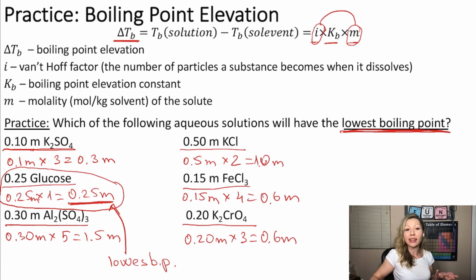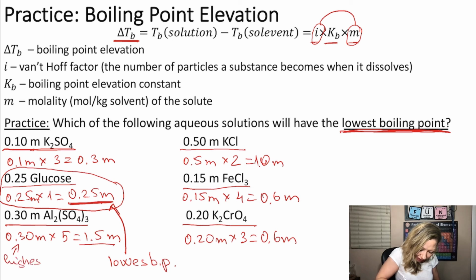Okay, which one will have the highest boiling point? What do you think? The aluminum sulfate one, right? Because in that case, you are going to have the highest number when we multiply together the molality with the number of particles the substance becomes when it dissolves. So this would have the highest boiling point. All right, let's do another example.